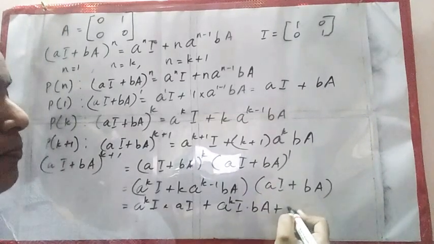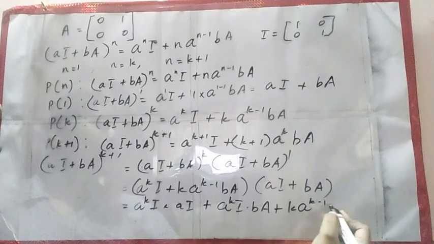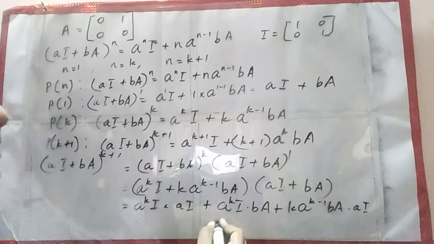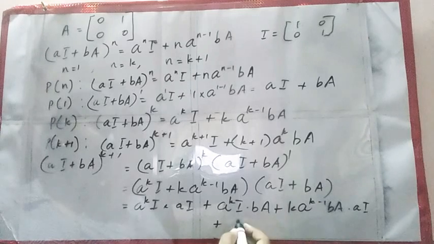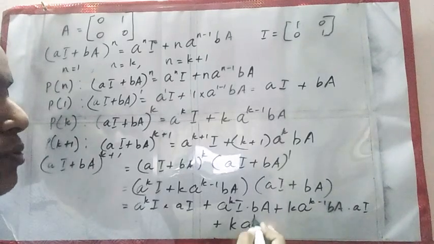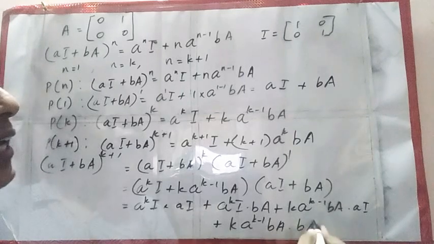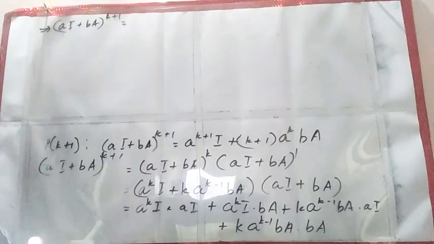Then we get k a raised to k minus 1 B A into A I plus k a raised to k minus 1 B A is multiplied with B A. Then we get k a raised to k minus 1 B A into B A. So next step we can write. So the balance we can see here.